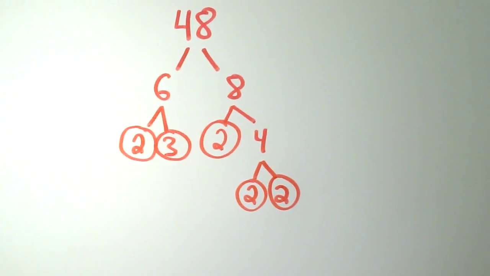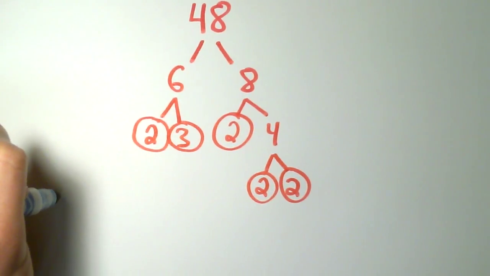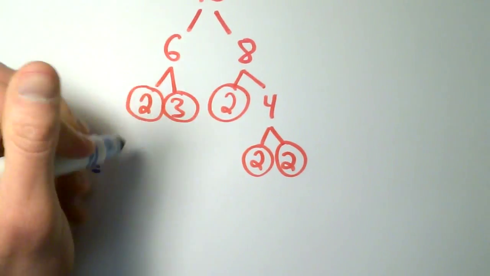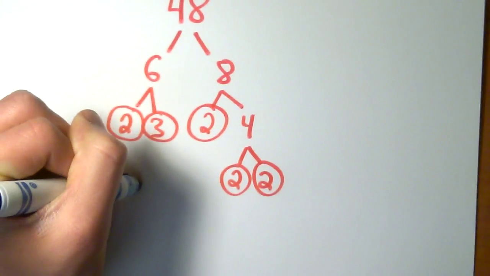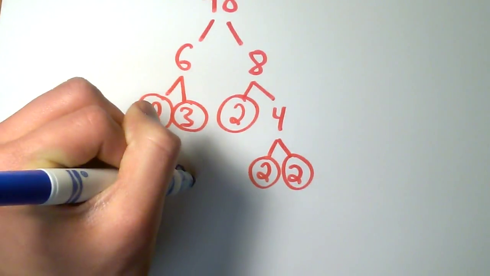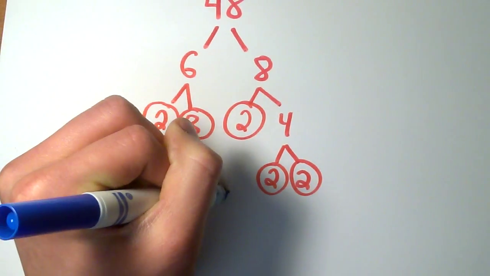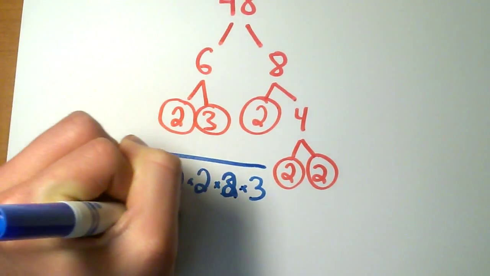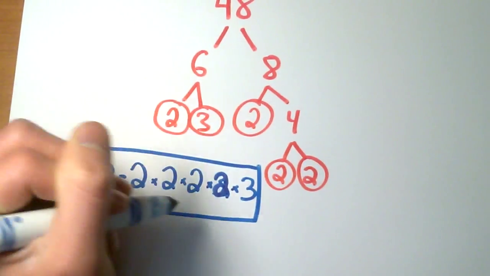And so our final answer to represent the prime factorization of 48, I'm going to just write that 48 is equal to 2 times 2 times 2 times 2, and we don't want to forget about that 3. So 48 is equal to 2 times 2 times 2 times 2 times 3.